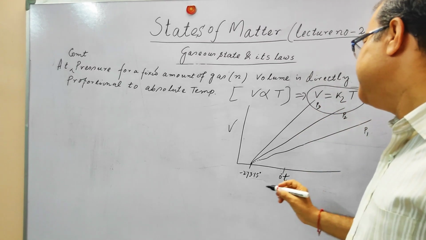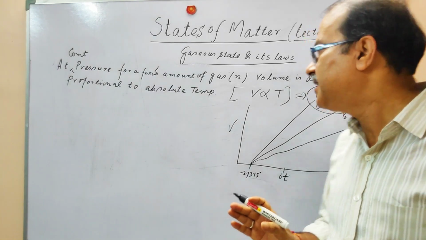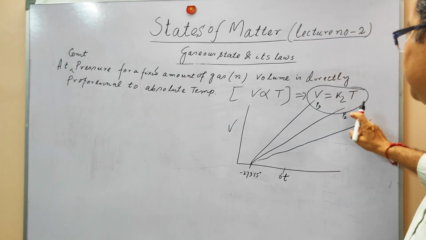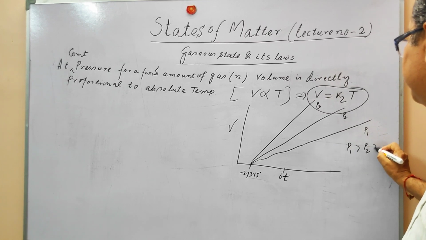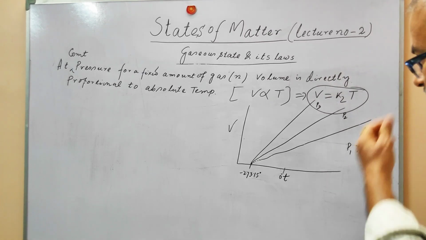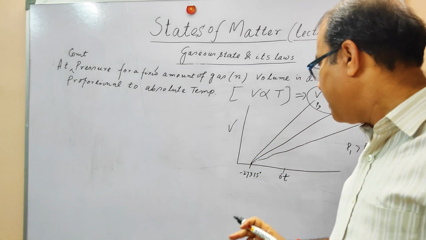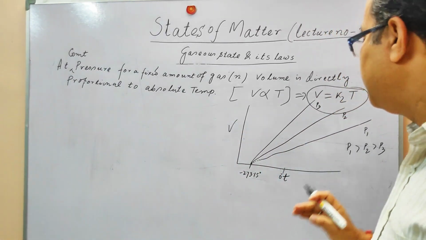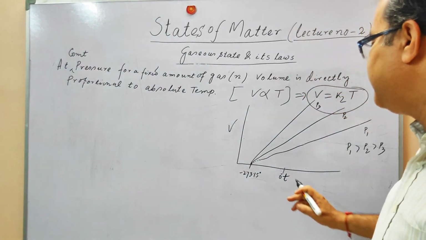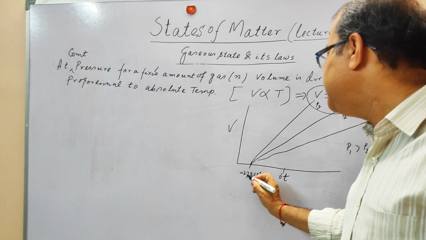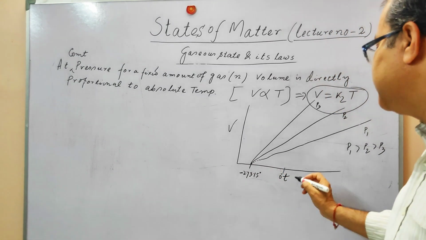So what we find is that the curve is a straight line. This is a straight line curve for P1, P2, P3. Here P1 is greater than P2, and P2 is greater than P3. What we find is that the curve is a straight line with different slopes, but when we extend this curve, it will meet at minus 273.15 degrees Celsius.